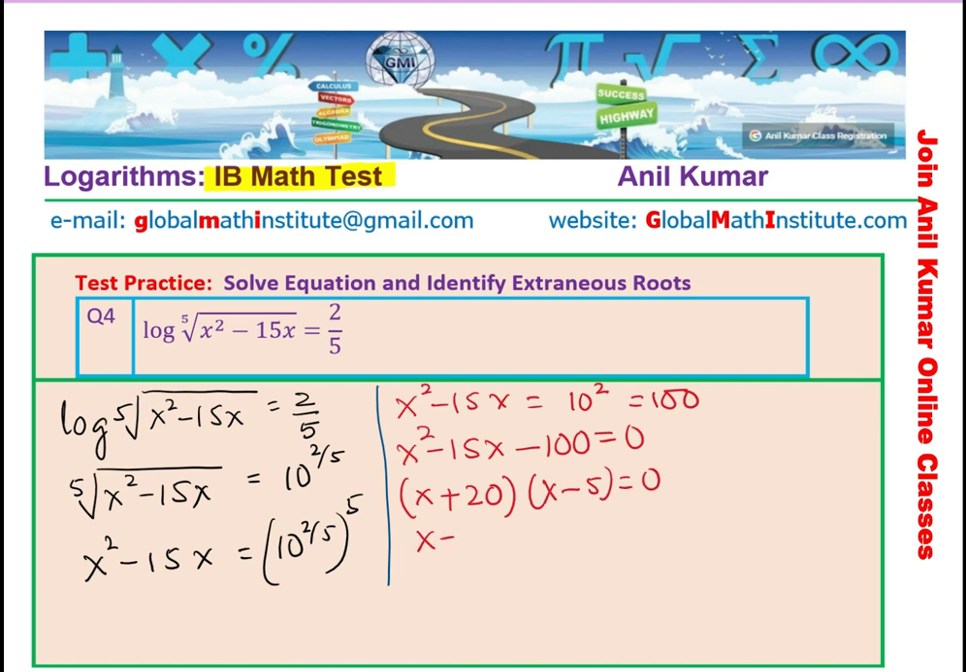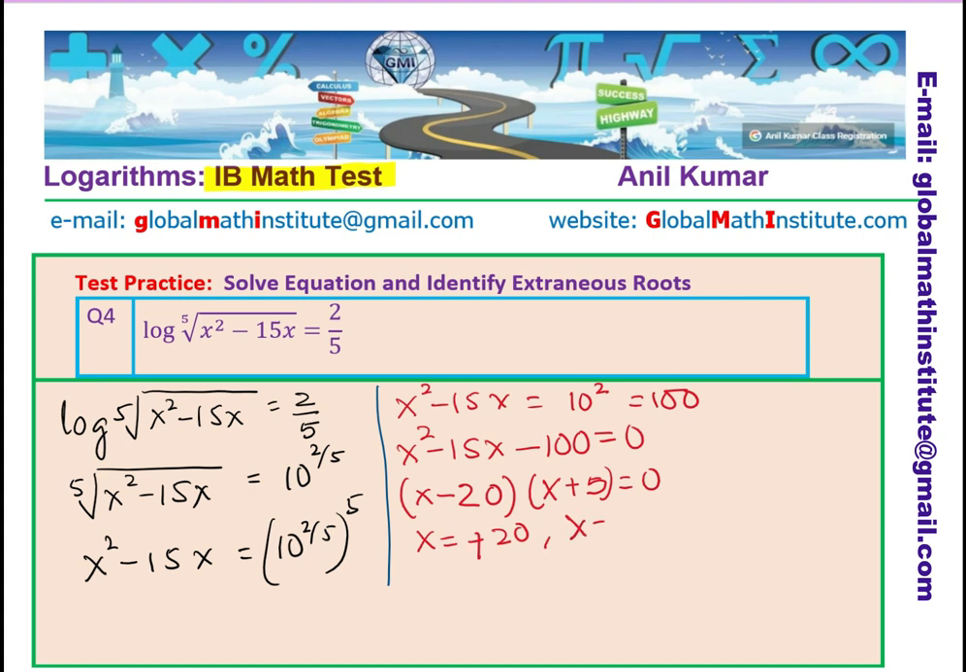That gives you x equals minus 20. Should have been x equals minus 20 and 5 plus, right? Because it was minus 15, correct? So it should be minus 20 and x equals plus 5. That will give me minus 15. So it will be x equals plus 20 and x equals minus 5.